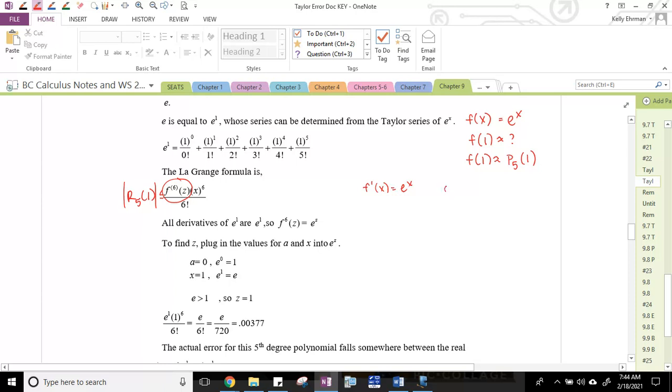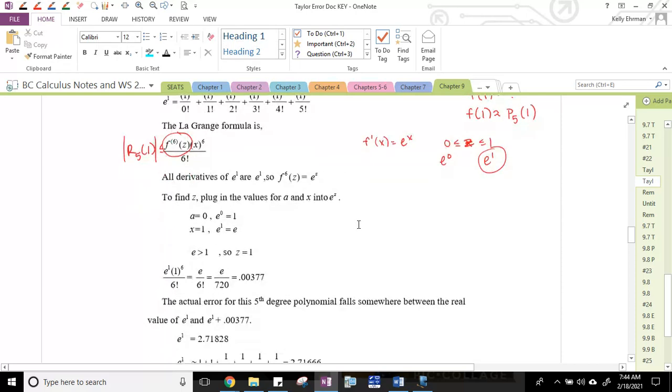And if z is somewhere between 0 and 1, technically you are plugging in both endpoints and saying, all right, what's bigger, e to the 0 or e to the first? So e to the first is bigger. So this maximum value here, this 6th derivative of f evaluated at z, that has to be e. So I have to replace that with an e.